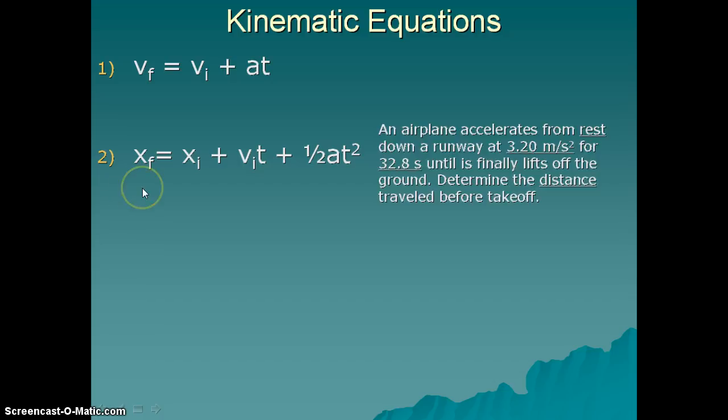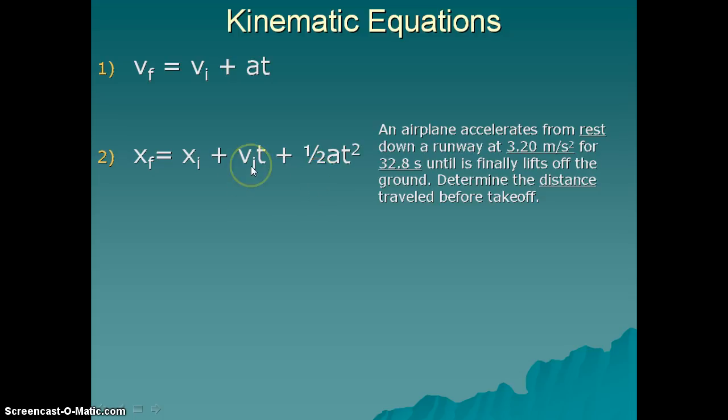You would use this equation for this type of problem. An airplane accelerates from rest down a runway at 3.2 meters per second squared for 32.8 seconds until it finally lifts off the ground. Determine the distance traveled before takeoff. This problem does not give us final velocity, and this equation does not involve final velocity, so that's why we want to use this. Let's go into this in more detail.